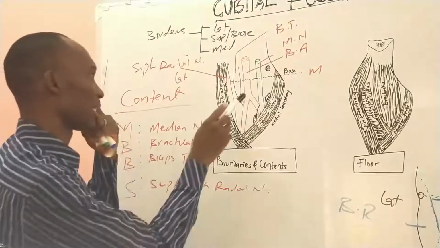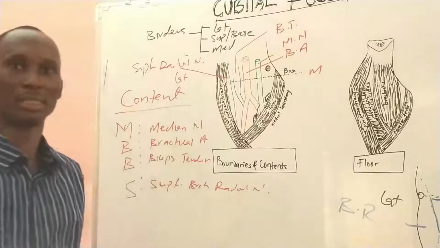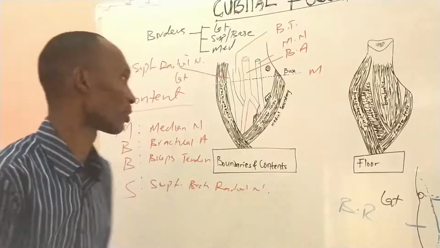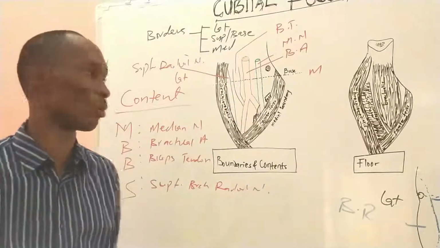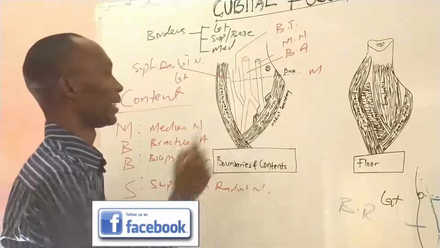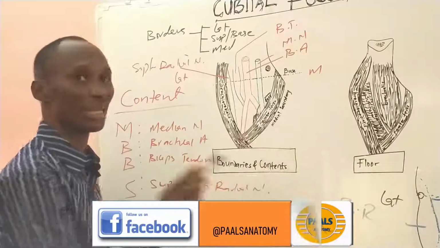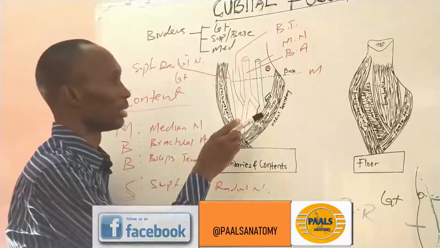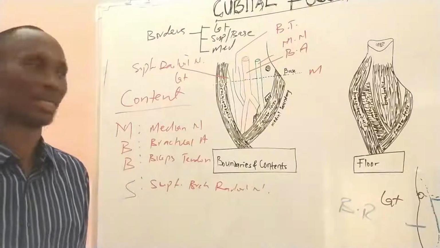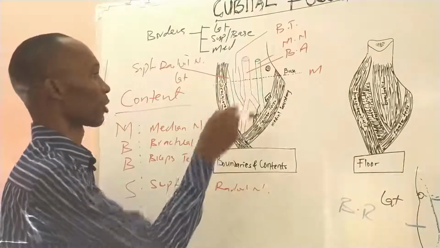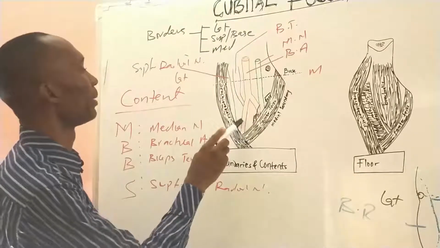At this point, we're seeing the brachial artery. The brachial artery in the fossa divides into its two terminal branches: one, the ulnar artery, and two, the radial artery. The ulnar artery runs deep to the deep head of pronator teres, the superficial head and the deep head. While the median nerve passed between the two heads, the ulnar artery passed deep to the deep head. At this point also, we see the median nerve crossing the ulnar artery.